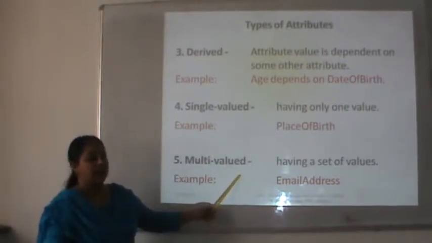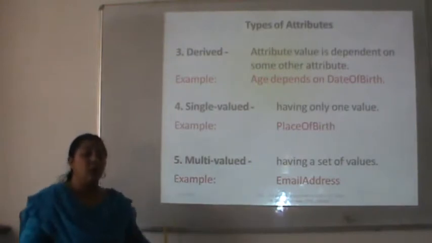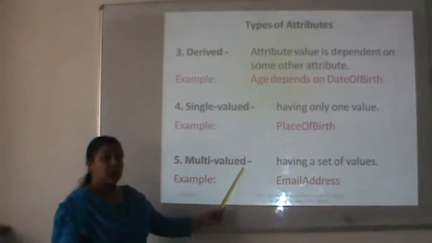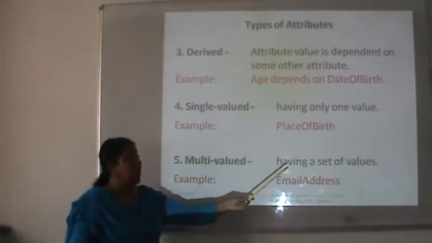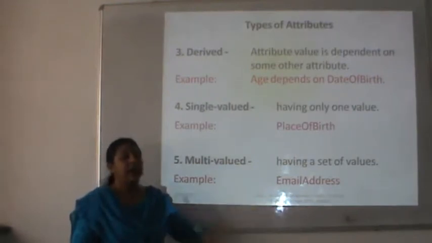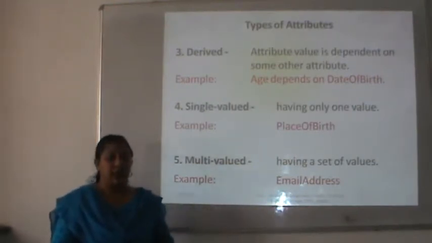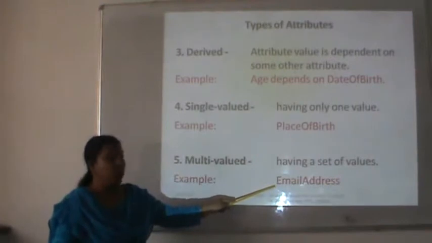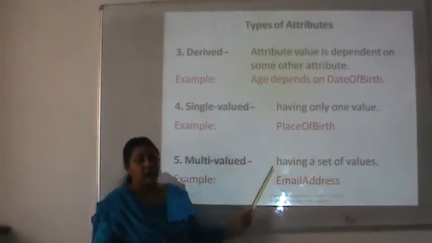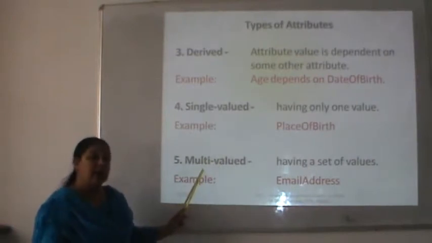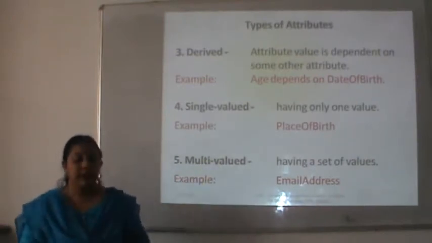Multi-valued attributes are the attributes which can have more than one value. So multi-valued attributes are those attributes which are associated with a set of values. For example, email address. I can have more than one email address. I can have 2, 3 or 4, 5 email addresses. So, email address is an attribute which can hold a set of values. You can have any number of email addresses. So, such attributes are called multi-valued attributes.